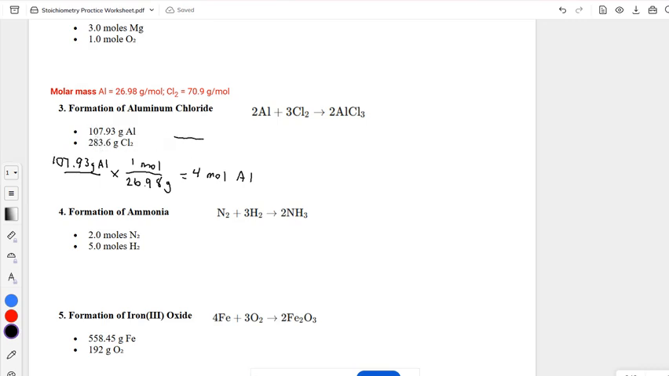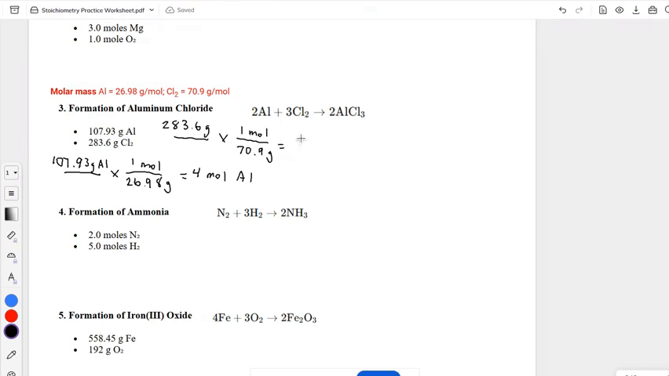So once again, it's line times line. How much chlorine we got? We got 283.6 grams of chlorine. I'm not going to put the Cl because I ran out of space. And what does 1 mole of chlorine gas weigh? It's 70.9. We want moles, so 1 mole goes on top. We want to get rid of grams. 1 mole is 70.9 grams.